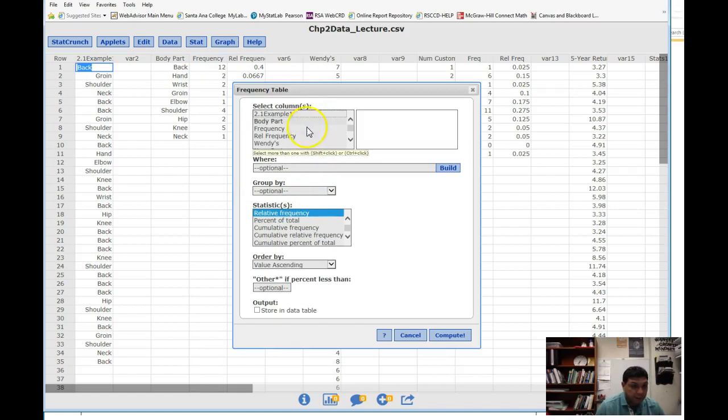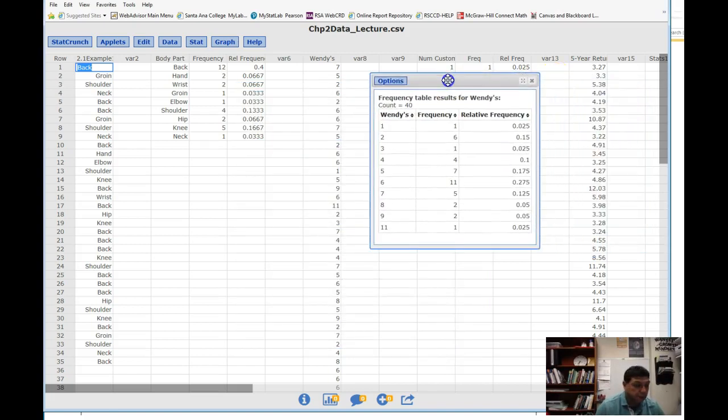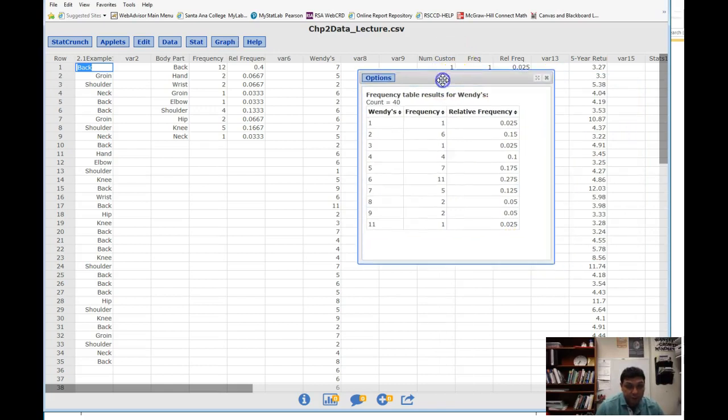I'm using Wendy's data. We want a frequency distribution, and in this case I have frequency and relative frequencies set here. Then you hit compute, and you get a distribution that looks like this. This is the table of values that you would put in to this part right here. This is a frequency distribution. We can see how many times.